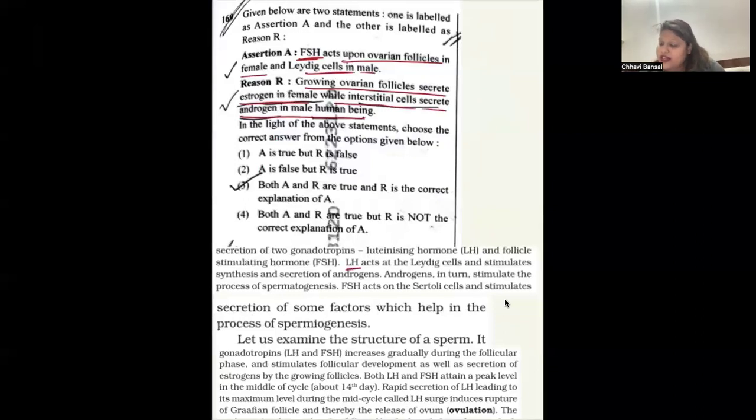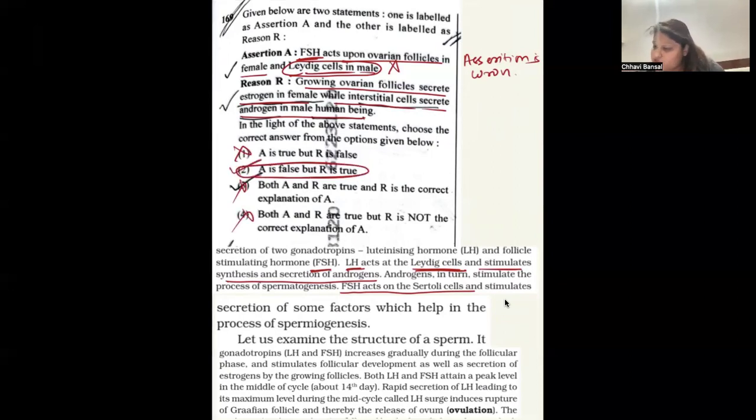There are two hormones, LH and FSH, which are released by the anterior lobe of the pituitary. LH acts on Leydig cells and stimulates the synthesis and secretion of androgens, fine. Whereas FSH acts on Sertoli cells. Here it is given that it acts on the Leydig cell in male, that is wrong. Means the assertion is wrong, so this cannot be our answer. Our answer is option 2, which is: assertion is false, but reason is true. Okay. Is it clear?